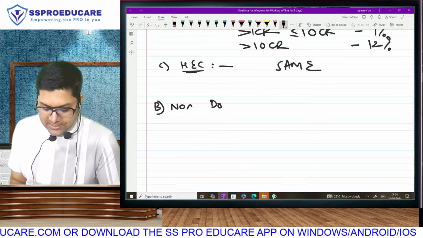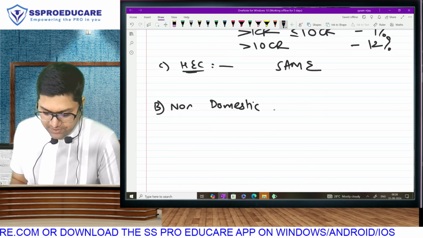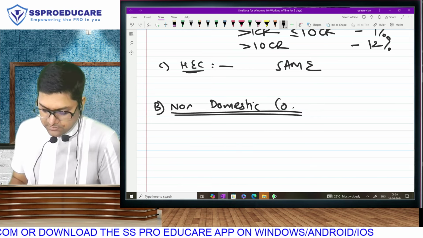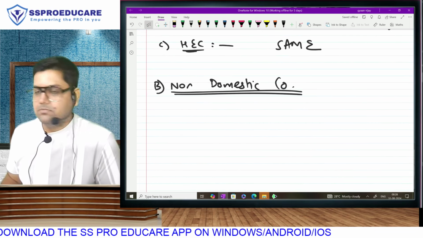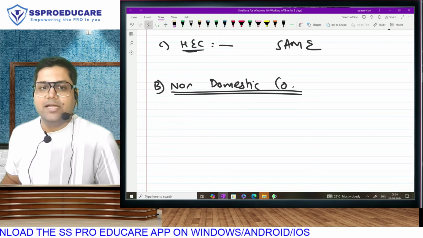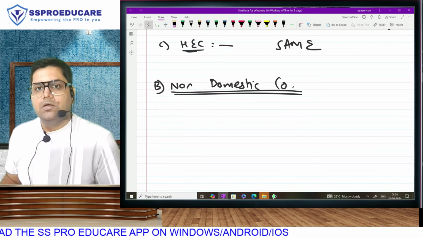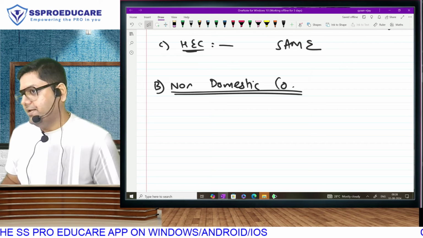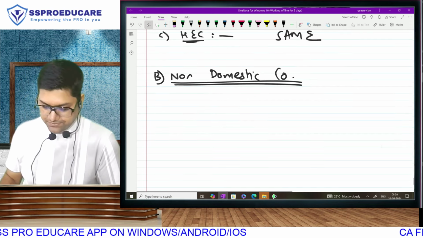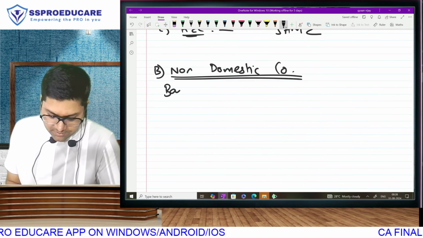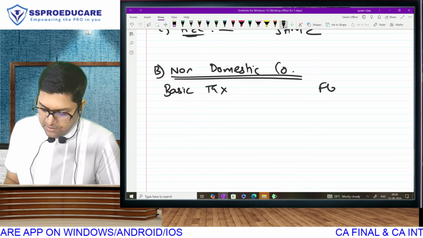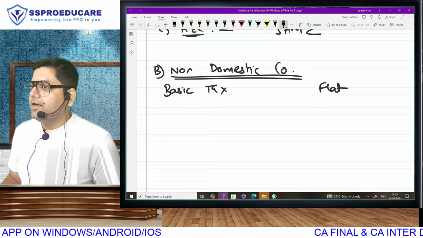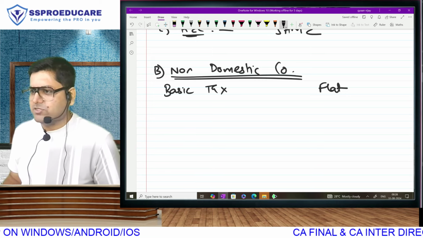Second, non-domestic company. Now let us understand first of all what is a non-domestic company. A foreign company that does not make arrangement for distribution of dividend in India. Correct? We start with basic tax, which is going to be a flat rate, no basic exemption, no slabs.